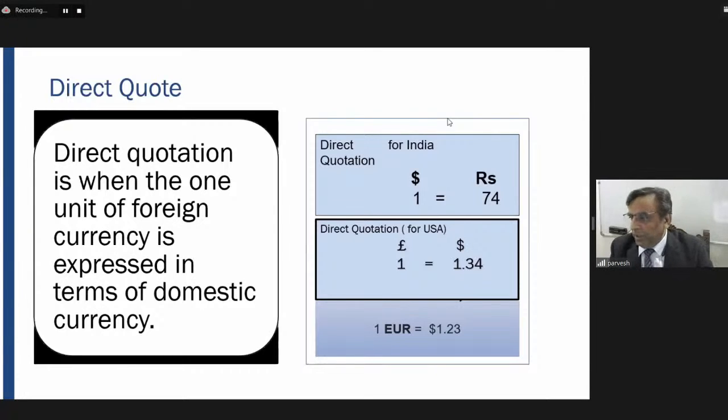When we look at quotes other than India, then we get confused. So the simple way is to look at the right hand side of the equation and understand which country the quote belongs to. The right hand side will tell you the home currency.